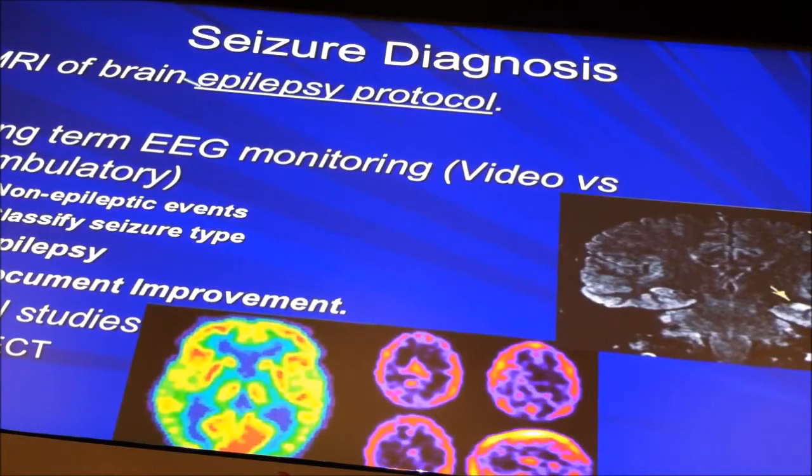Now, we do a brain MRI with the epilepsy protocol, thin cuts through the hippocampus, then long-term EEG monitoring, video versus ambulatory, to capture the spells. We have the ambulatory at our clinic, and it can be extremely helpful. I had a patient, she would stop and stare. You shake her, you hit her on the wall, you drag her, you pinch her, she will not move.